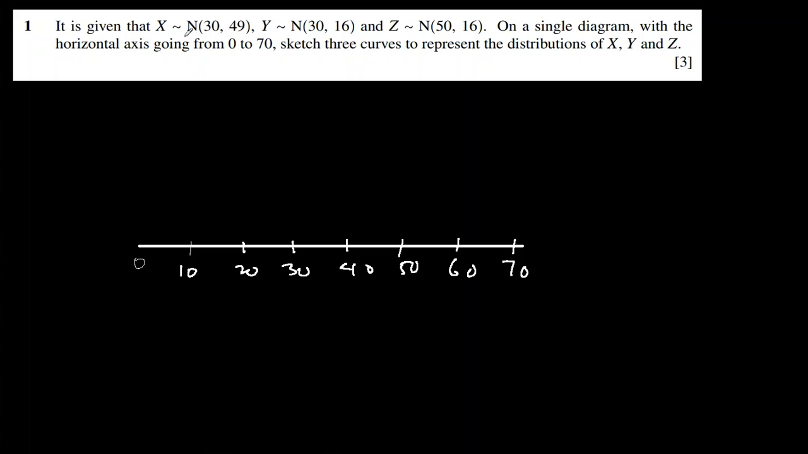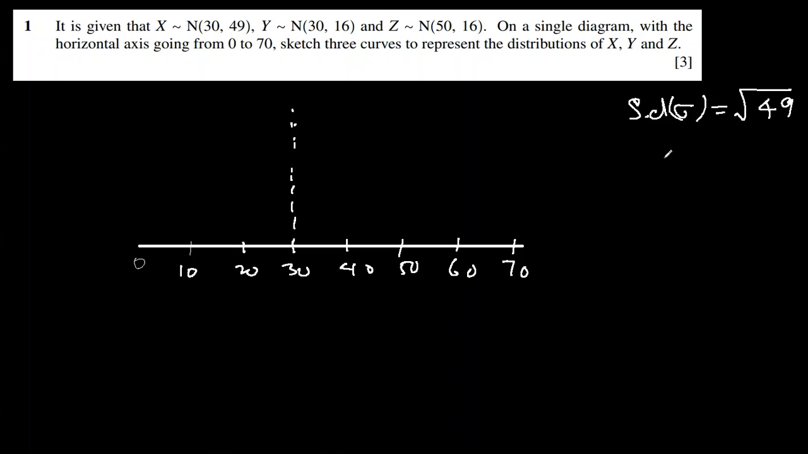So let's start with the first one. Normal distribution with 30 mean. That means our highest, tallest tower will be here. That means maximum probability is at 30 for x. I'm focusing on x. The mean is 30, but the standard deviation is 7, because standard deviation, which is denoted by sigma, is the square root of variance, and square root of 49 is 7.